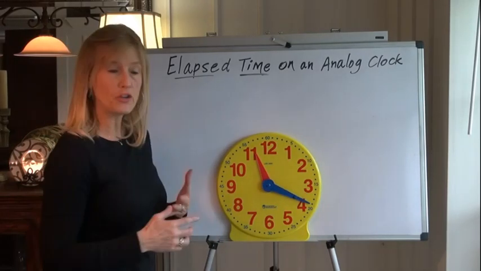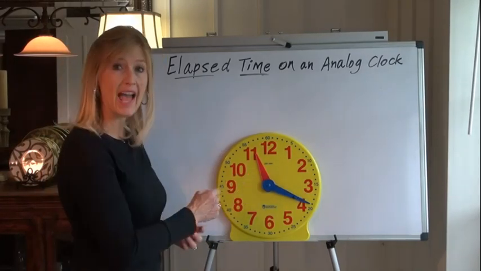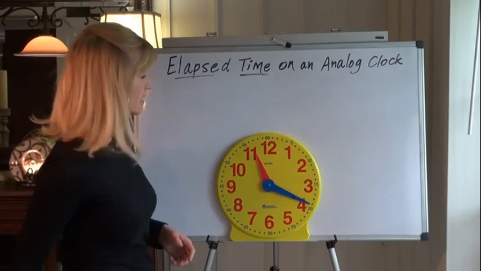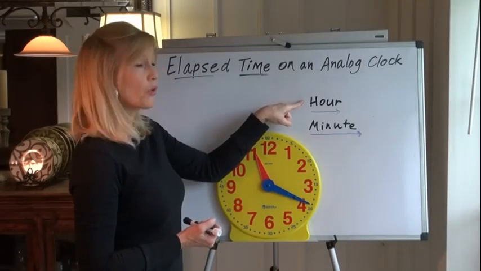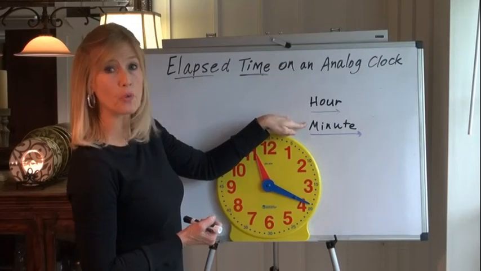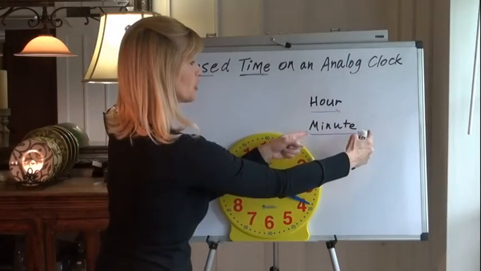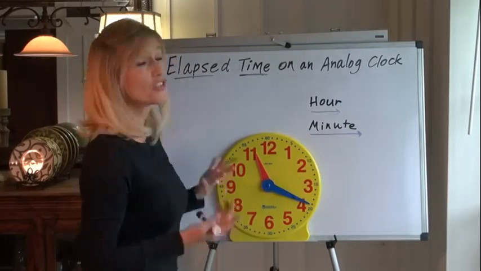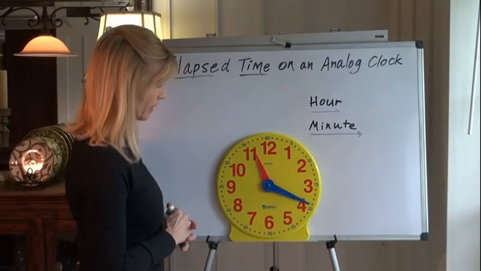Some kids get confused which hand is the hour hand and which hand is the minute hand. The easy way to remember it is the word hour is actually shorter than the word minute, so the hour hand is shorter than the minute hand. So that will be a way to help you if you get confused.